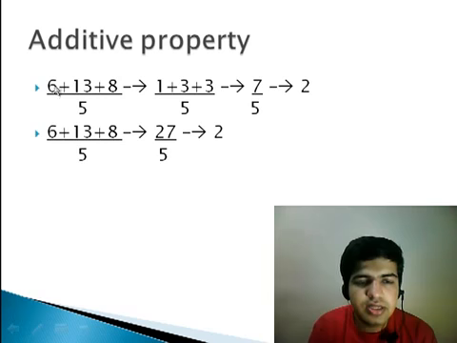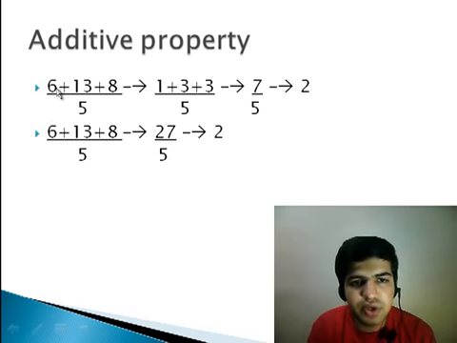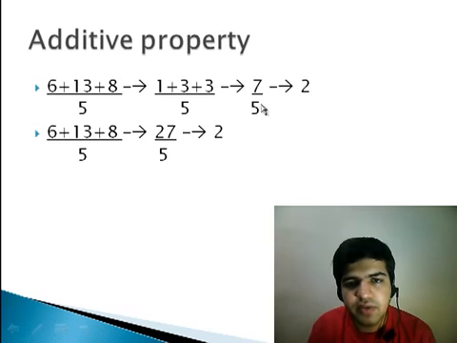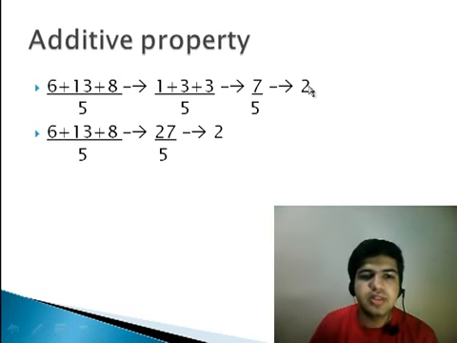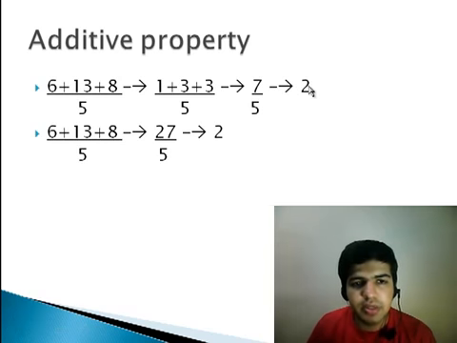Take the first example, 6 plus 13 plus 8 divided by 5. If we take the individual remainders of 6, 13 and 8, that is 1 plus 3 plus 3, and the additive sign remains the same, you get 7 divided by 5, which gives remainder 2. Going by the direct method instead, 6 plus 13 plus 8 is 27.